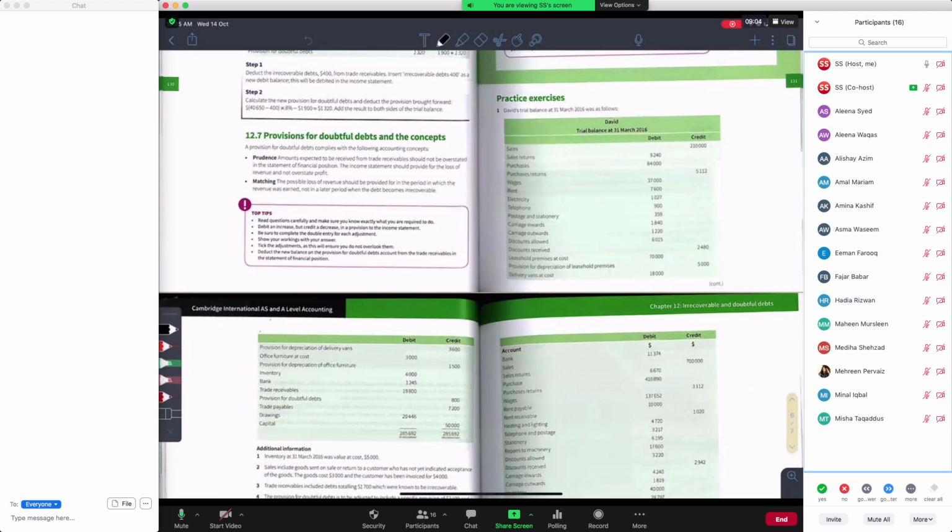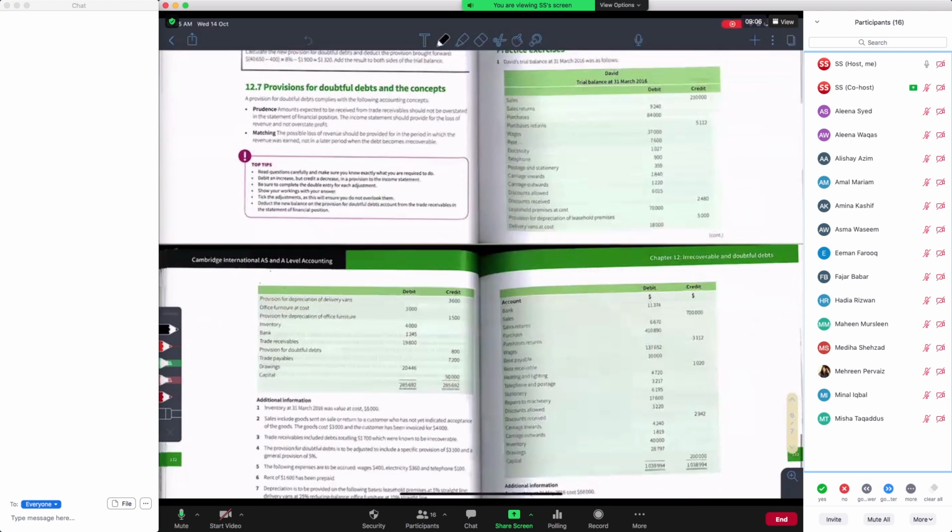Okay, so let's go through this. Our financial year, the first thing that we need to identify, our financial year is 31st March 2016. That means 1st April 2015 से वो शुरू होता है और 31st March 2016 पे ख़त्म होगा.